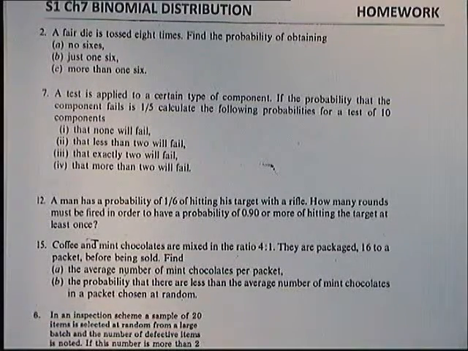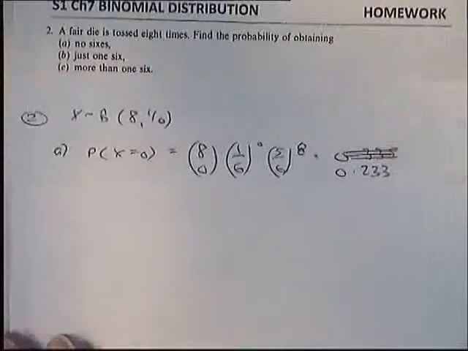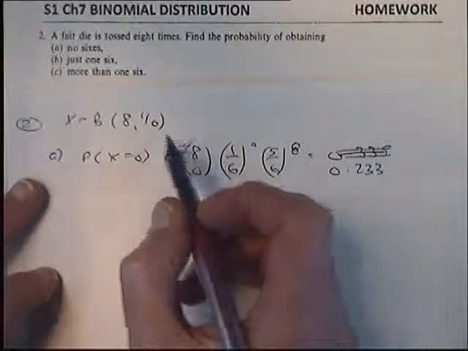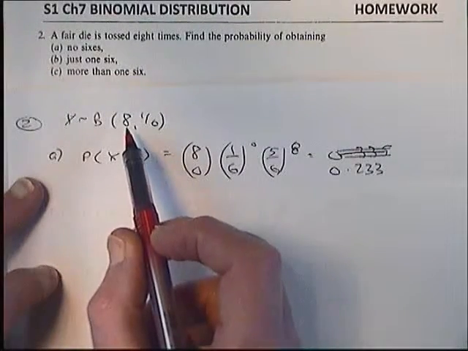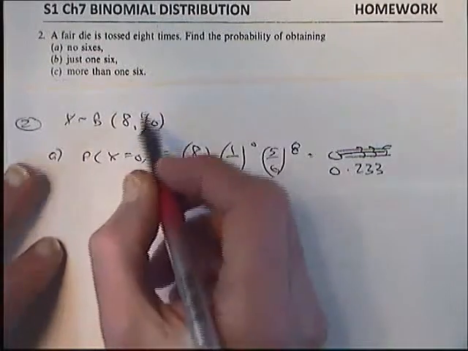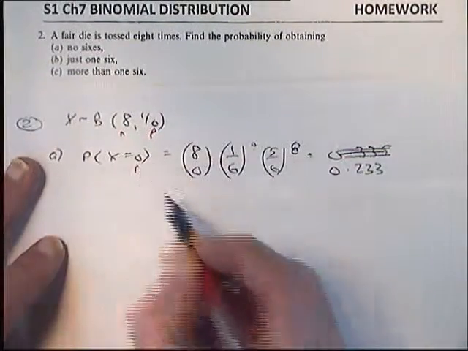Right, going through the binomial homework, question 2a. In question 2, n was 8 and p was 1/6, so that's what always goes in here. That's our value of n, that's our value of p. r was 0, so that was n, that was p, that was r.